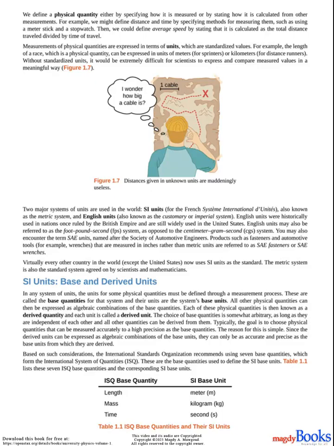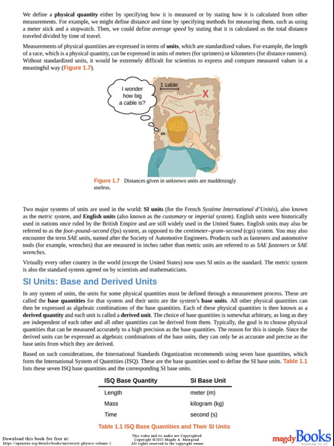Two major systems of units are used in the world. SI units, for the French Système International d'Unités, also known as the metric system, and English units, also known as the customary or imperial system. English units were historically used in nations once ruled by the British Empire and are still widely used in the United States. English units may also be referred to as the foot-pound second, FPS, system, as opposed to the centimeter-gram second, CGS, system.